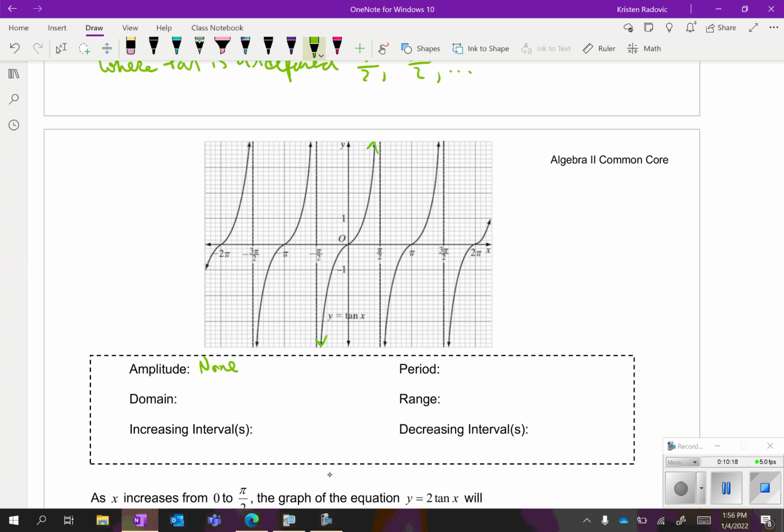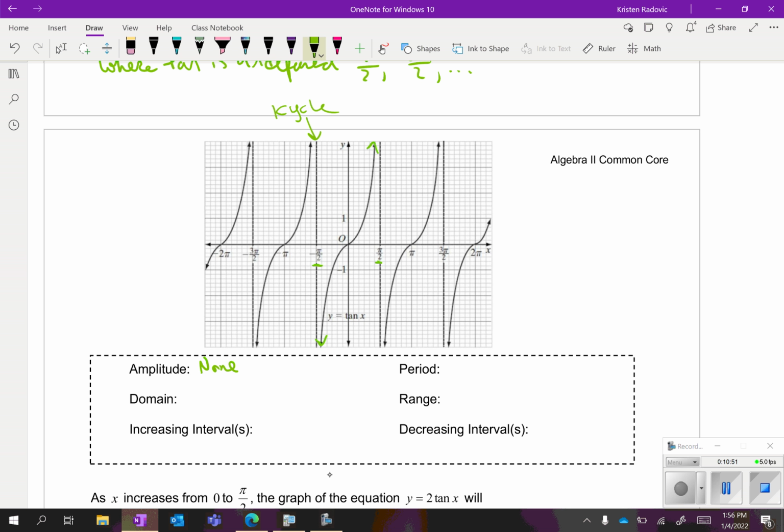The period, one full cycle, remember, it's where the graph starts to repeat. And if you look, here's one full cycle of the graph. That's what I keep seeing being repeated and repeated. So how long is that distance? That distance is from negative pi over 2 to pi over 2. That's a distance of pi.